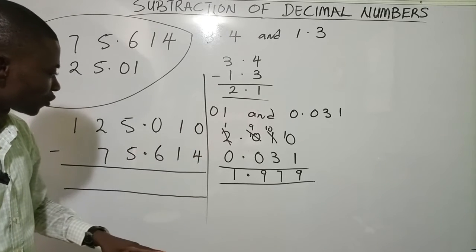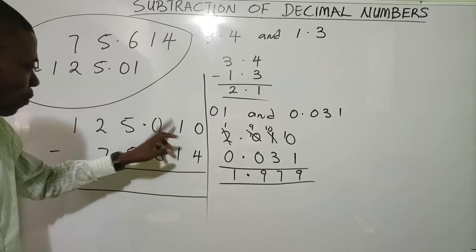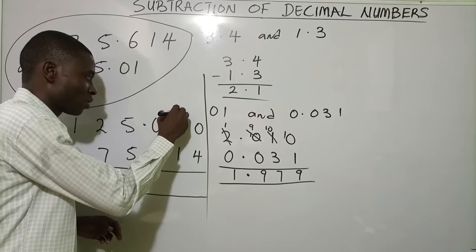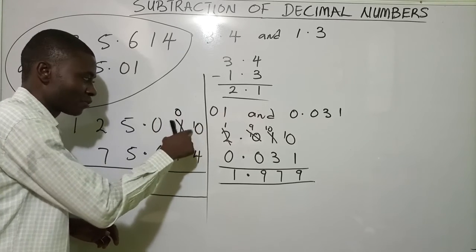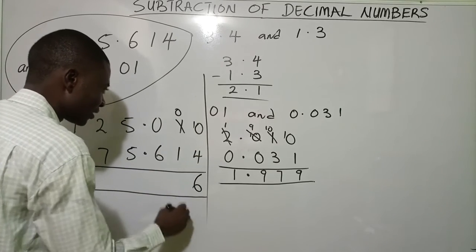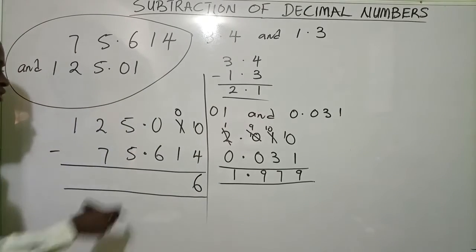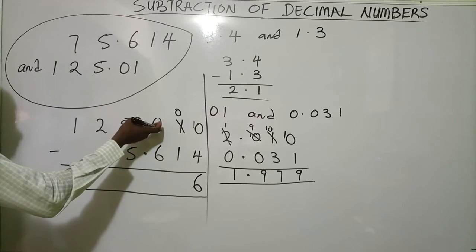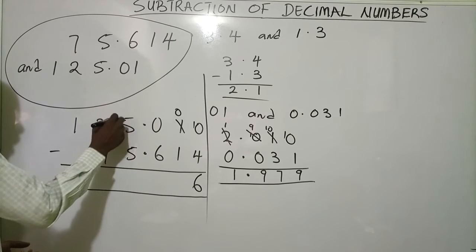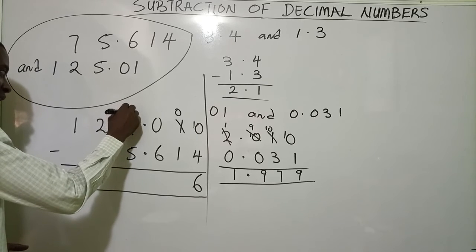0 minus 4, is it possible? Not possible. So what would I do? I'll borrow 1 from here. So this was 1. Take away 1, we have 0 remaining. We'll drop the 1 there, it becomes 10. 10 minus 4, that will give us what? 6. 0 minus 1 is not possible. We want to borrow from 0, but you see, it's just 0 that is here. So we cannot borrow anything from 0. So we'll move down to 5. So I'll borrow from 5. I will be left with 4.